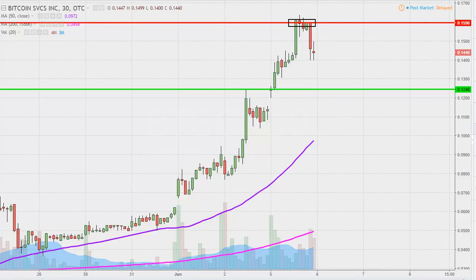But all in all, as long as the price keeps on putting in these higher lows, the chart will take care of itself and be just fine from a big picture perspective.